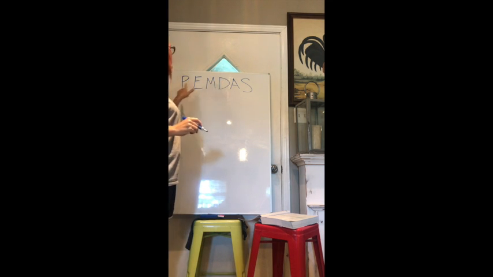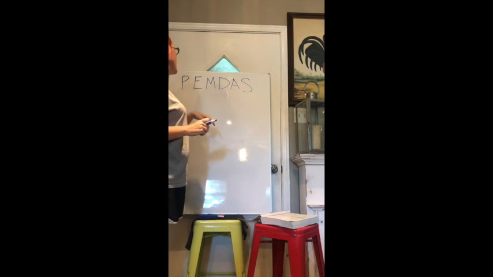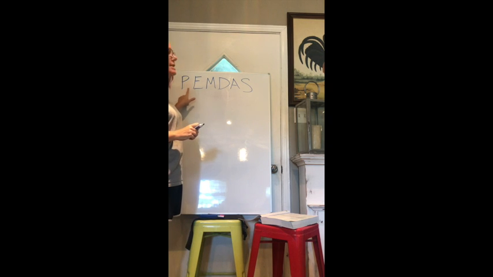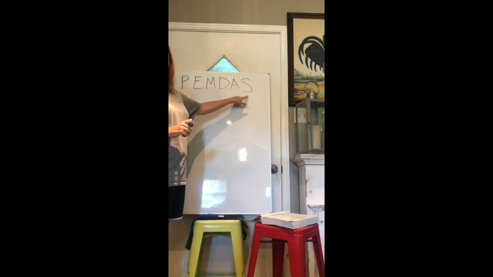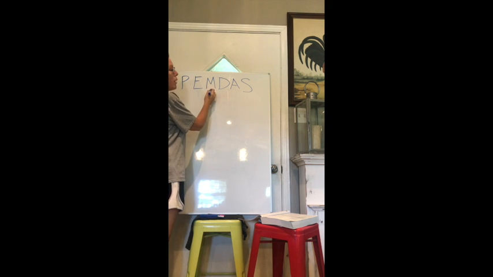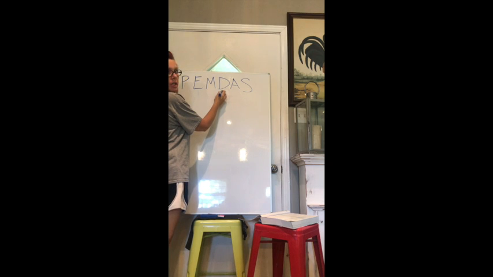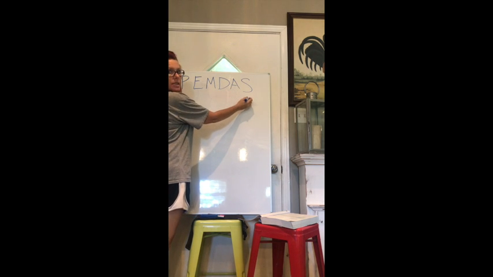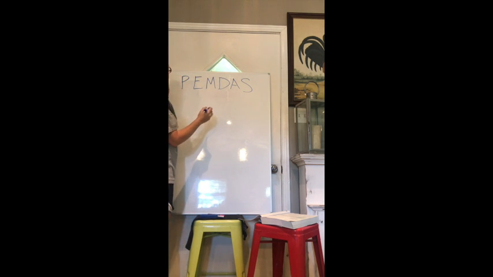Okay, now some people call this PEMDAS, and some people remember it as please excuse my dear Aunt Sally. And the P stands for parentheses, the E stands for exponents, multiplication, division, addition, subtraction. And you're going to do everything in this order.